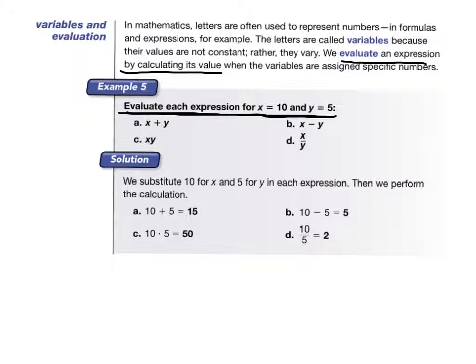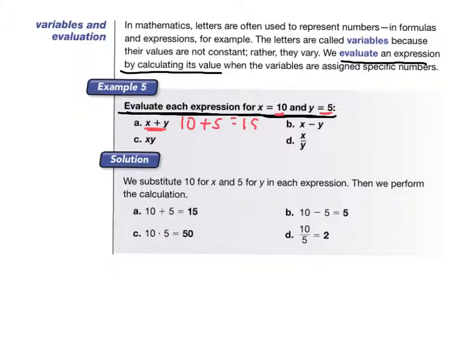So now we have 4 different problems that we're going to do, so I'll pick a different color here. So it says evaluate. So that means we're going to find the value. So x is 10, so for this one, x plus y, write x plus y down. We're going to make x equals 10. So I have 10, and then we're going to let y equal 5 here. So it's 10 plus 5. That's easy, that's 15.